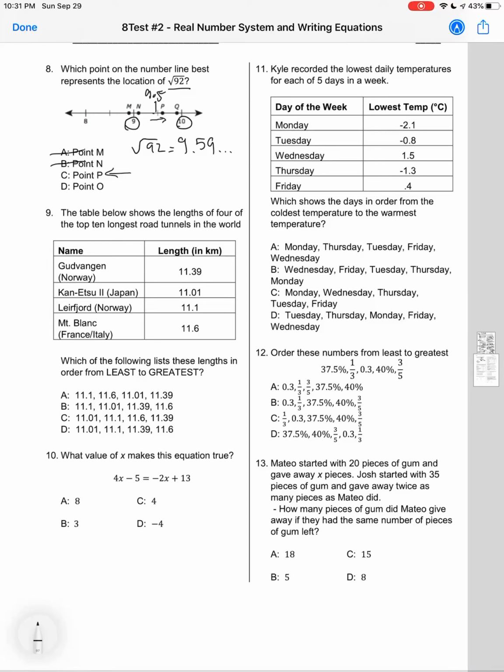There we go. The table below shows the length of 4 of the top 10 largest road tunnels in the world. I'm going to make one more note about this. This was tricky because of the scale. So you have to check the numbers. Like this is 8.5 and 9 rather than 8, 9, 10. So always check.